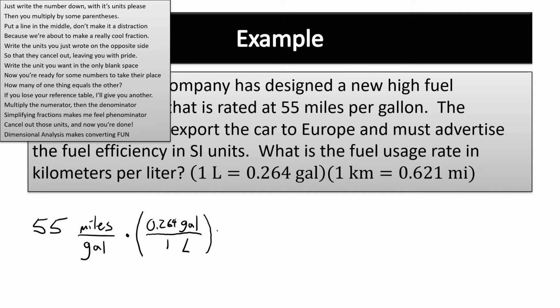But one of the added benefits of being comfortable with this process is you could do multiple conversions in one line. Check this out. So we have the gallons canceled. We want to now change miles into kilometers. The miles are on the top here, and we want the miles to cancel out. So let's put them on the bottom.